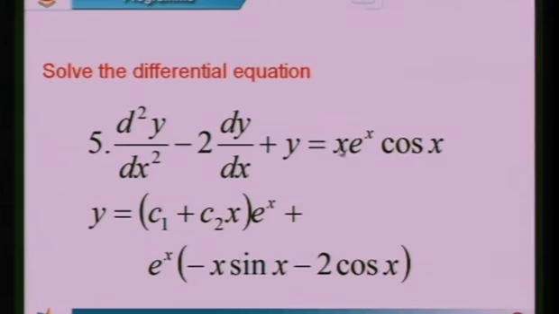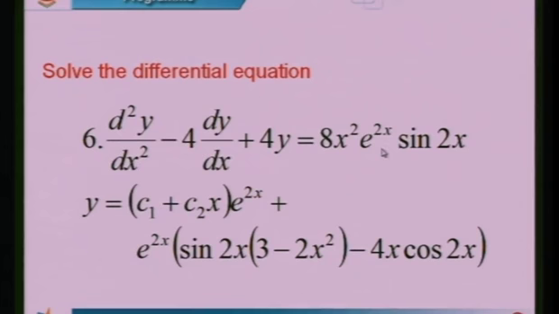Okay. So, today we have seen the type 4 and type 5. In the next class, at the end, one more idea, all the three are occurring. You can see in this problem, polynomial, exponential and cosine term, like that polynomial, exponential and sine term. So, these things we will see in the next class.